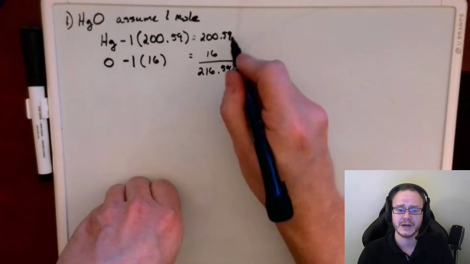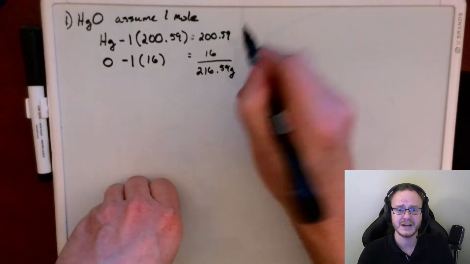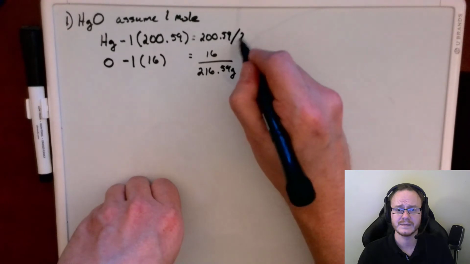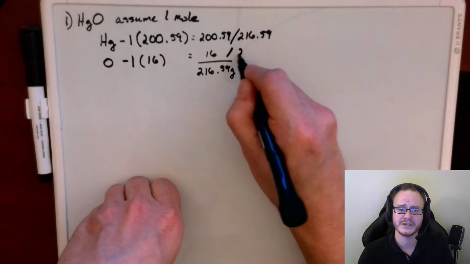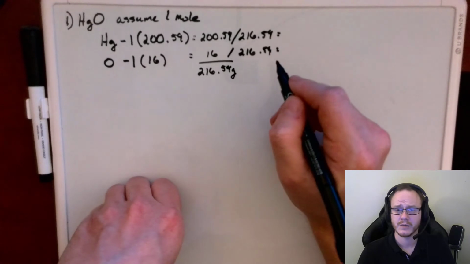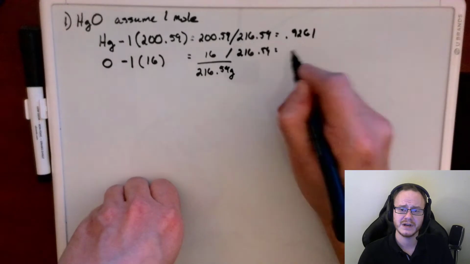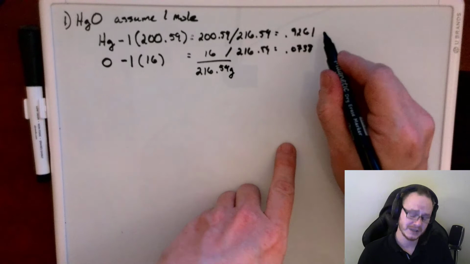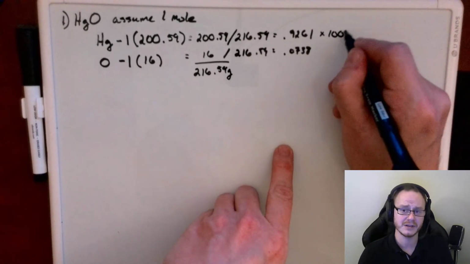Now that I have this total, I'm going to divide each individual by the total mass. So 200.59 divided by 216.59. And then I'll also work on oxygen. 16 divided by 216.59. And this will get me two small decimal numbers. Once I resolve this, I end up with 0.9261 and also 0.0738. I multiply each of these by 100% to convert them to percentage, and then I'll know the percent of mercury and oxygen in this compound.